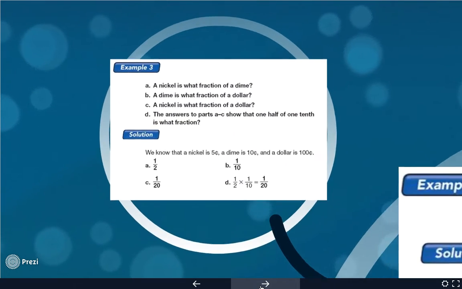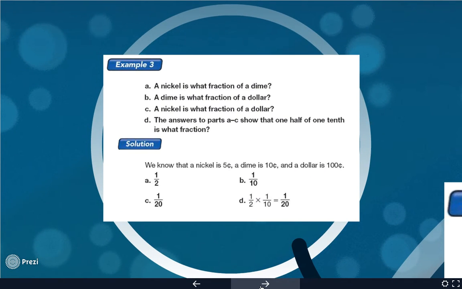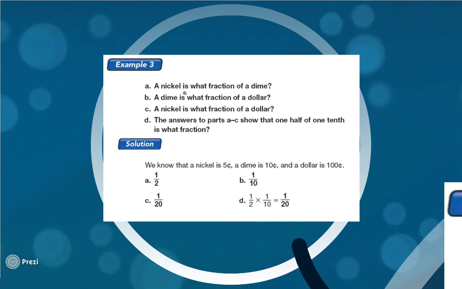Example number 3. There are 4 parts to this example. Letter A: a nickel is what fraction of a dime? We know that a nickel is 5 cents. If we take a nickel and a dime, how many nickels can you fit into a dime? Well, it's 2 nickels. So 1/2 of a dime is a nickel. And so that's letter A.